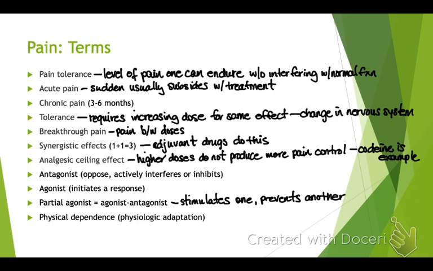Acute pain is sudden and usually subsides with treatment. Chronic pain is that pain that is persistent or reoccurring. It lasts 3 to 6 months or more. Tolerance or physical dependence: these are changes that occur in the nervous system that often require increasing drug dosages.